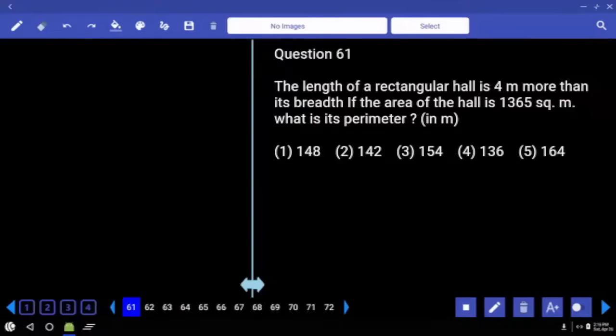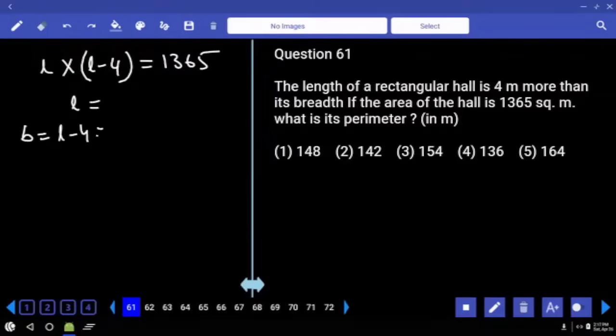The length of the rectangular hall is 4 meters more than its breadth and the area of the hall is 1365. What is its perimeter? Okay. Now, traditionally if you want to calculate, let the length be L. Breadth is 4 less than that. Area is equal to 1365. Do something, get the value of L, then breadth is equal to L minus 4, then calculate the perimeter. This is what you are supposed to calculate.